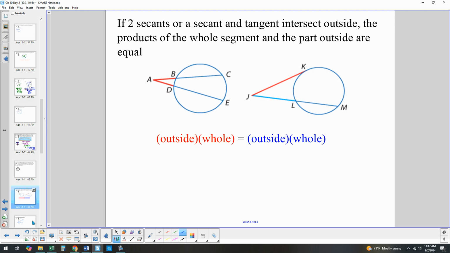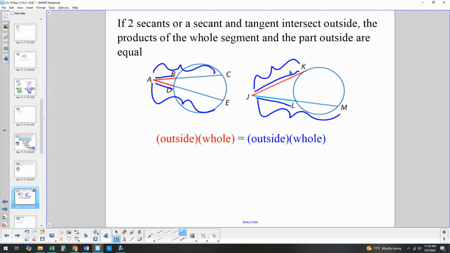If two secants, or a secant and a tangent, intersect outside, the products of the whole segment and the part outside are equal. So we're going to do the piece that's outside times the whole thing, the piece that's outside times the whole thing. On this one, again, piece that's outside times the whole thing. There won't be anything to combine here because the part that's outside is the whole, but we do still have to do outside times whole, even though it's the same number. So it's just going to be that number squared.